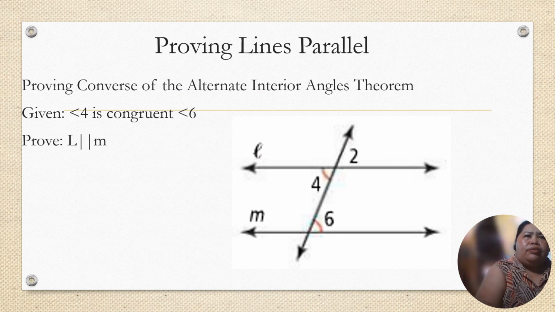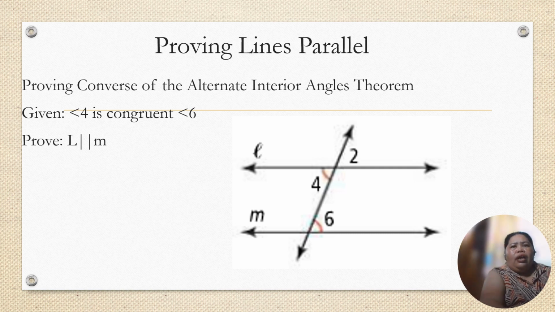Next, let's prove the converse of the alternate interior angles theorem. Given: angle 4 is congruent to angle 6. Prove that line L is parallel to M. How are we going to prove that? Through alternate interior angles. So that's how we are going to prove it: say that angle 4 is congruent to angle 6 through the alternate interior angles theorem.